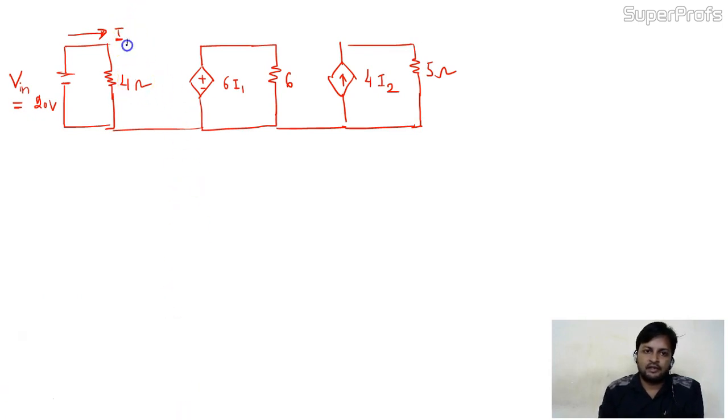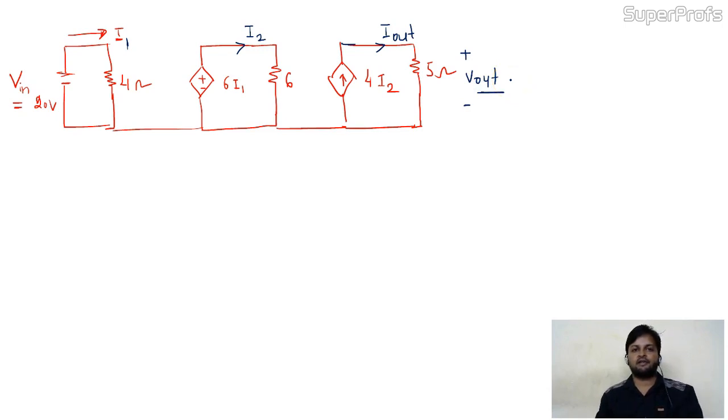I'll take the various currents in the circuit. Here is the current I1, and this current is I2. This current is the output current, and the voltage across the 5 ohm is V out. The question is asking to find the output current and output voltage. Our task is to find I output and V output. Okay friends, this is the question, and we will move forward step by step.